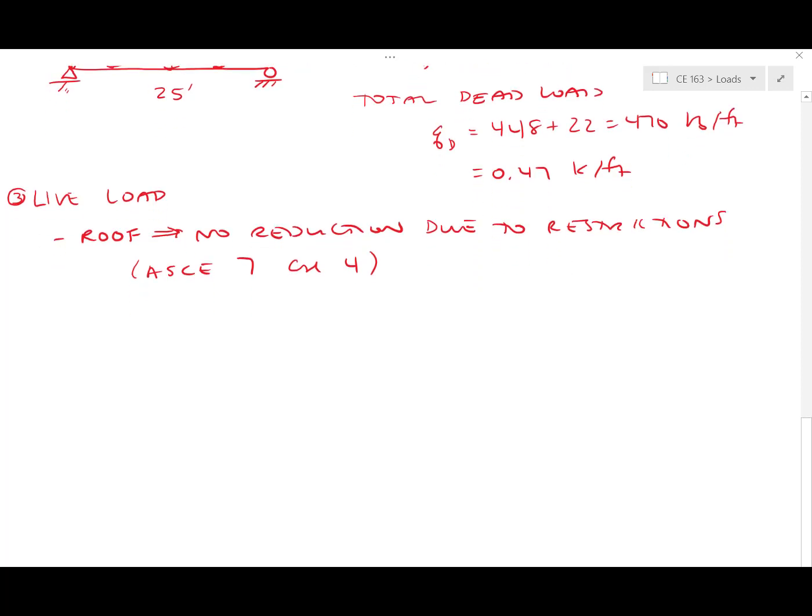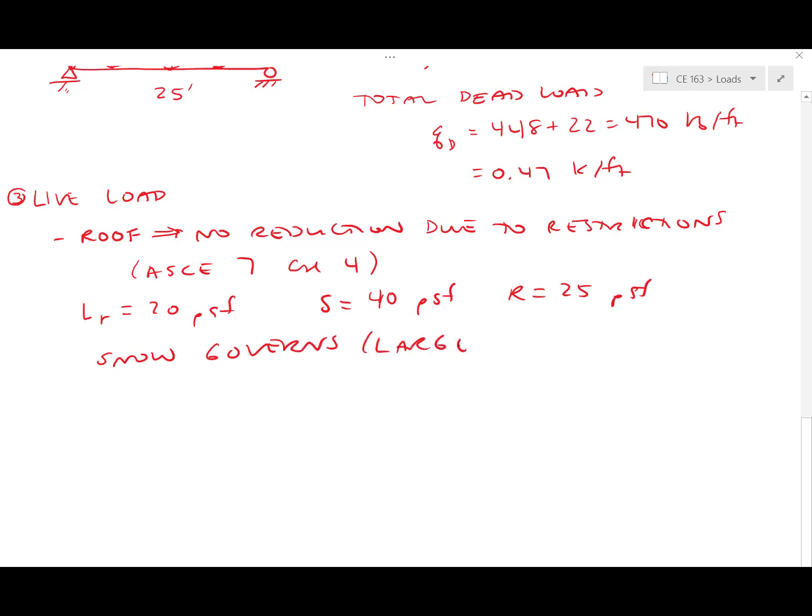All right. If we look at the loads that are happening on the roof, we have L sub R is 20 PSF, snow is 40 PSF, and rain is 25 PSF. We're going to choose the largest one, because if I can carry 40 PSF, I can certainly carry 20 or 25 PSF. Alright, so we're just looking for the largest one of these values, because when we go to put it in load combinations, we only use one of the three. We don't use more than one at a time.